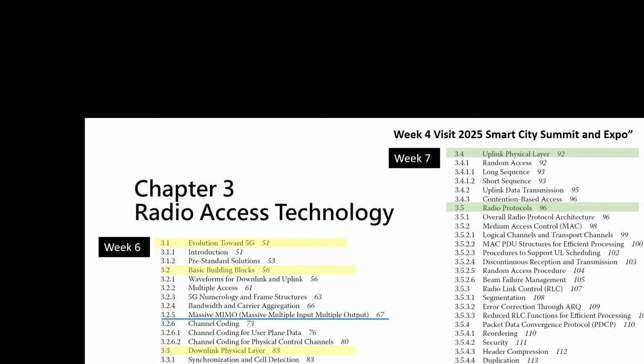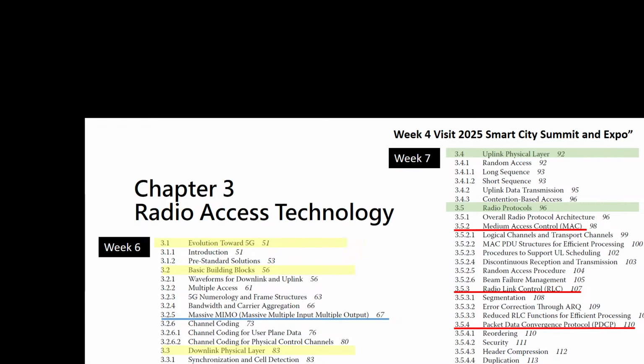Okay, but next week we will talk about the uplink physical layer. Uplink and downlink both are based on OFDM, orthogonal frequency division multiplexing. But they are a little bit different. Like for downlink, they use a cyclic prefix. That's a method to eliminate or reduce mistakes. So basically, how do they reduce the mistakes?